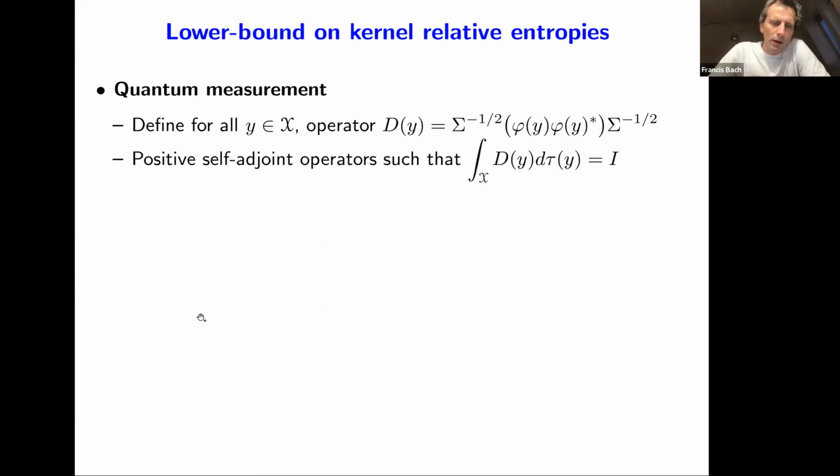Okay, and so I'm going to define measurements for all possible elements, which will be a PSD operator, where you take the rank 1 matrix and renormalize it by sigma. And this renormalization is made so that the integral of D is exactly identity. Why? Because if I take the integral of D here, I get the integral of that, which is exactly sigma. And since I normalize, I get back identity.